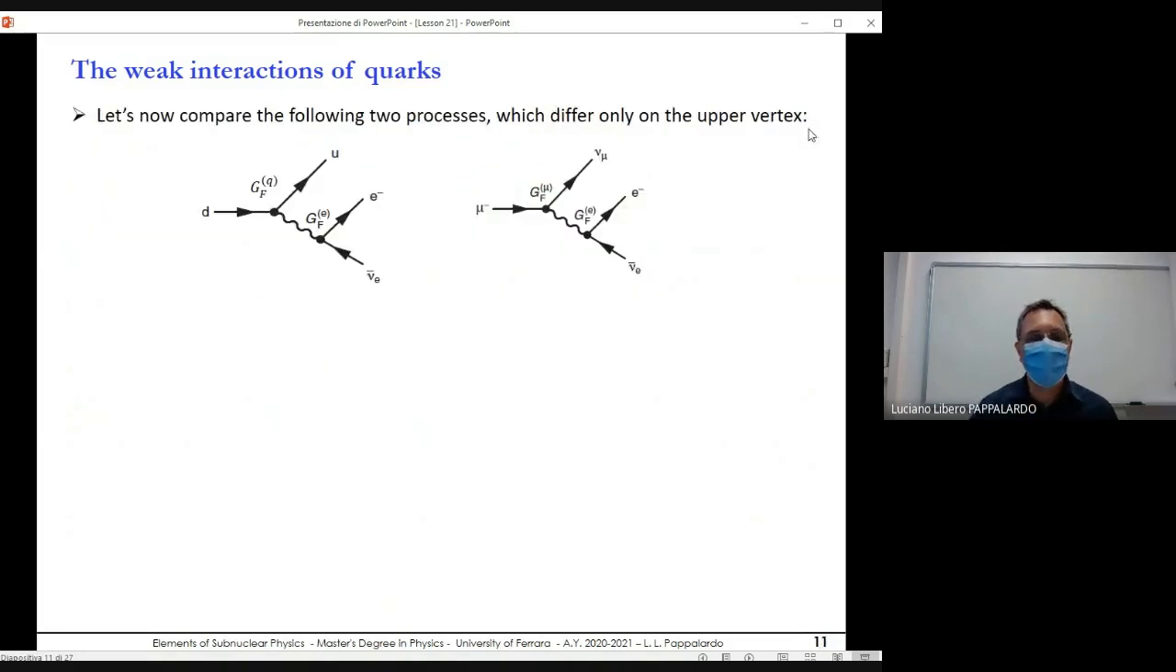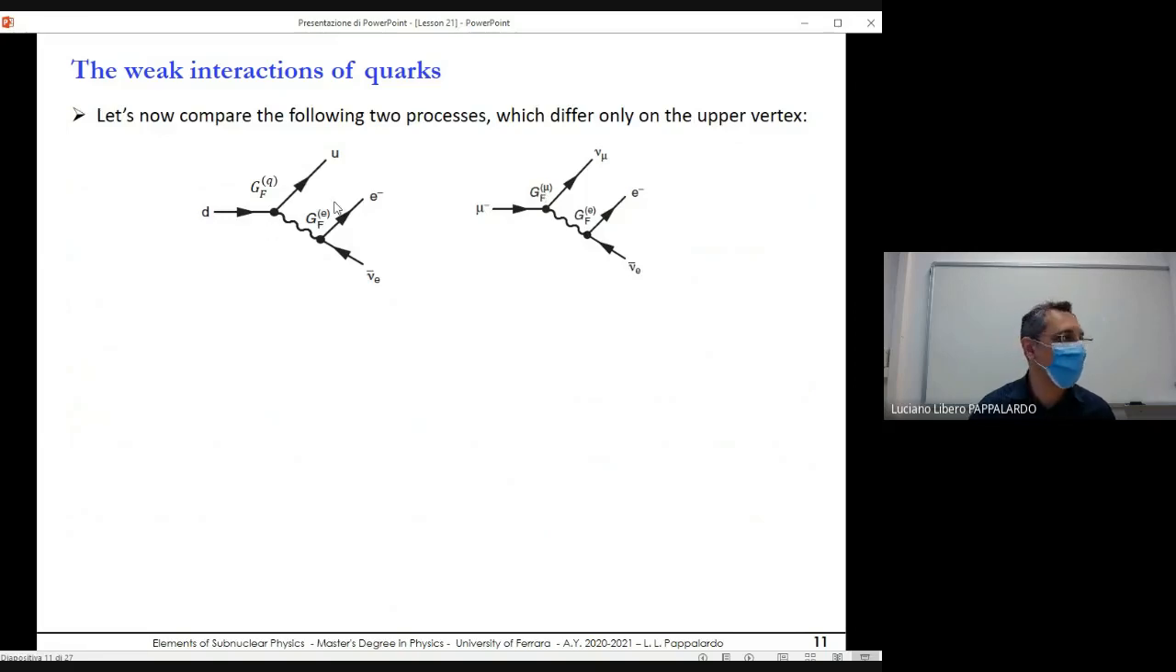Now let's compare this diagram. Again, the beta decay, the d into u with the positron and electron antineutrino, with the muon decay that we just studied before. Let's compare these two elementary processes. Of course, the second vertex is common, the same. So the coupling here must be the same as the coupling there. It's just the W going into electron and neutrino. The upper vertex, in principle, could be different because we have a muon vertex and a quark vertex.